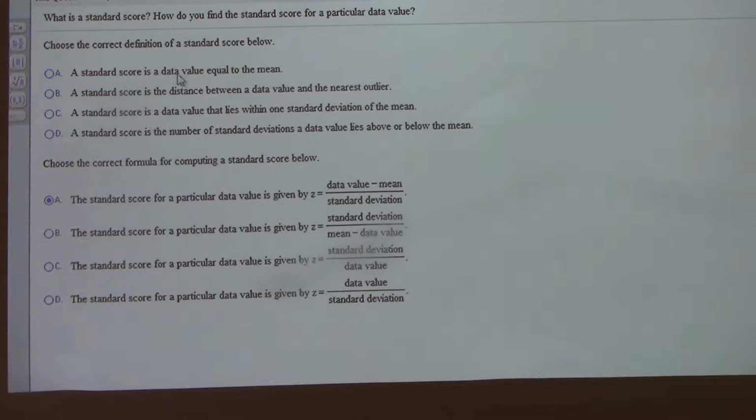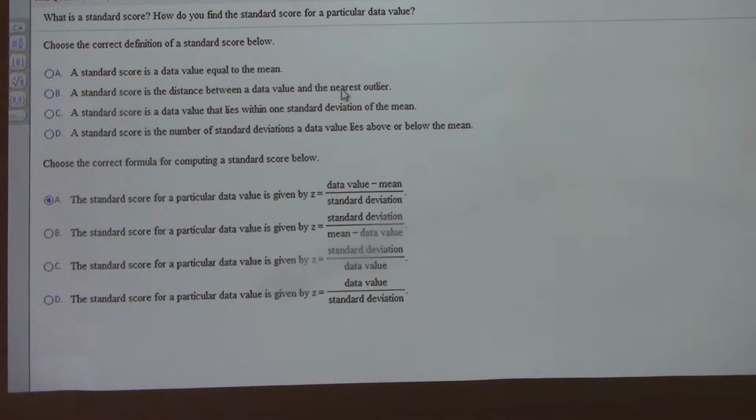A standard score is a data value equal to the mean. A standard score is the distance between a data value and the nearest outlier. A standard score is data value that lies within one standard deviation. A standard score is the number of standard deviations a data value lies above or below the mean. I know what the answer is, but do you?